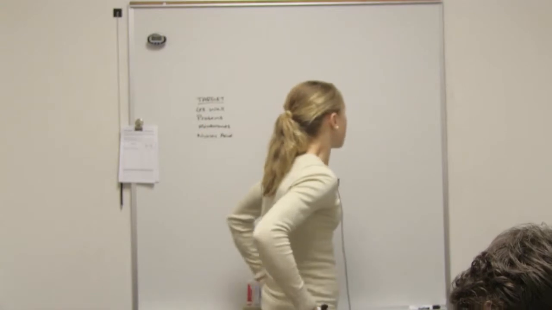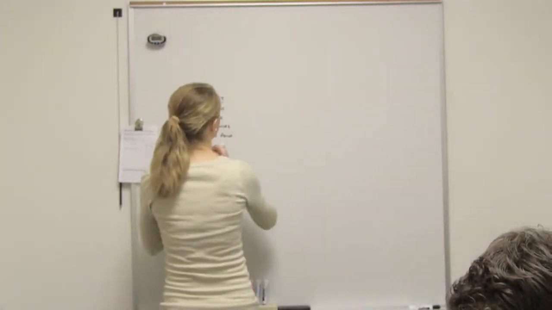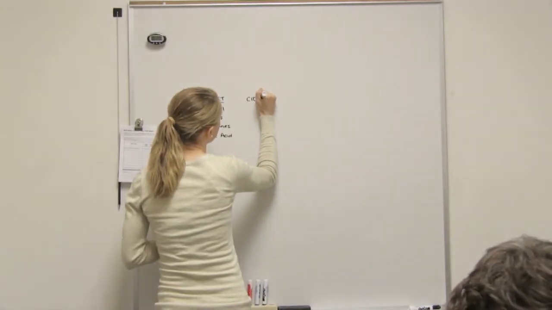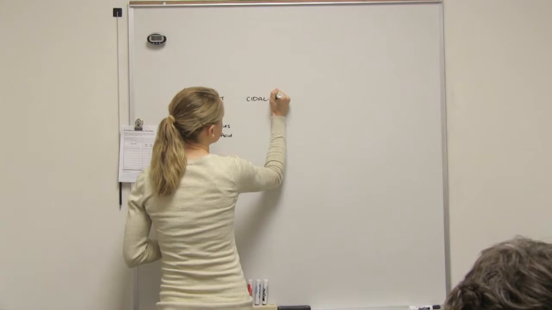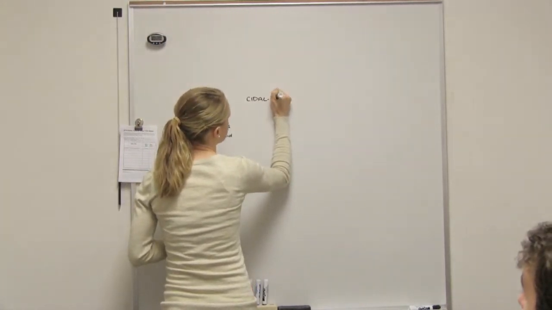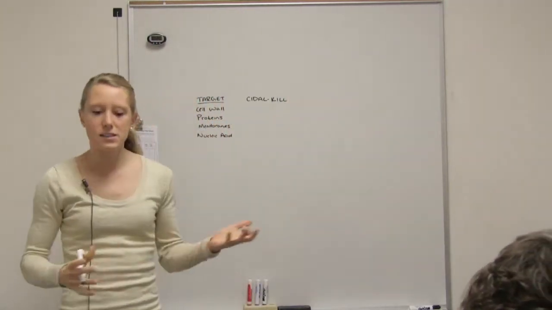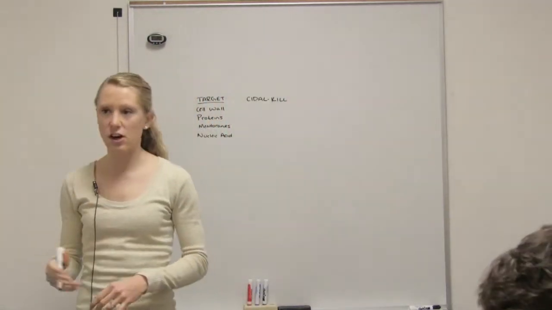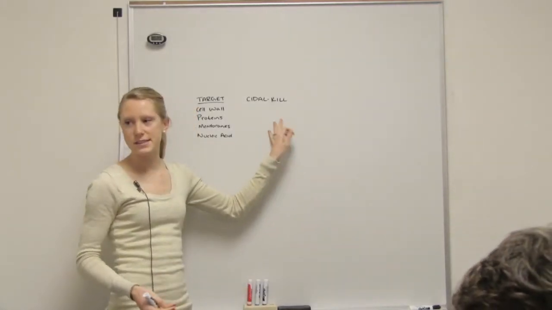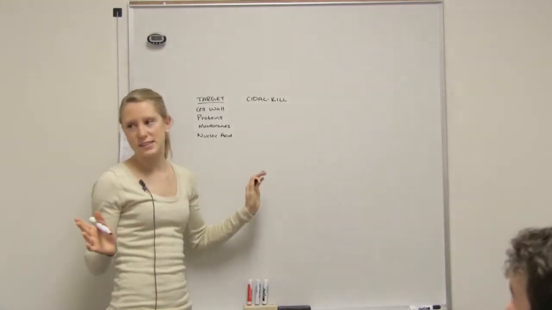Okay, what's another column in your table? Cidal or static. What's the difference? Cidal kills it, static keeps it from growing. So cidal is a shorthand version. It's actually called bactericidal. But if I have something that's bactericidal or cidal, it kills, okay? It's not going to give the microbe any chance to grow.